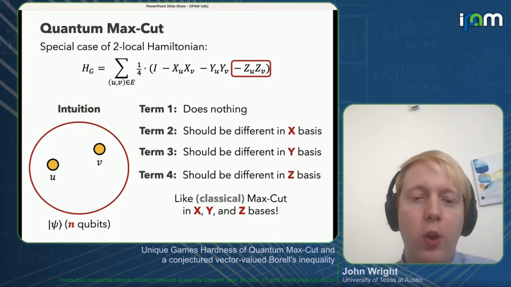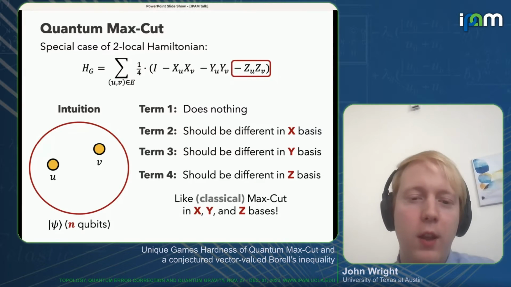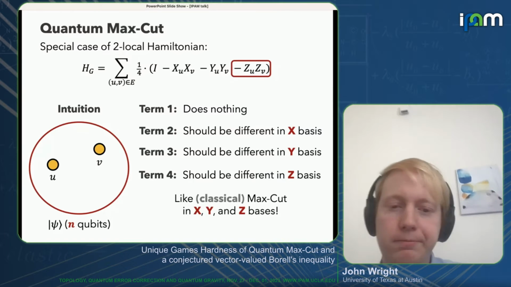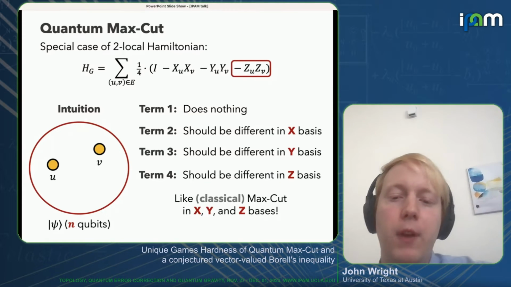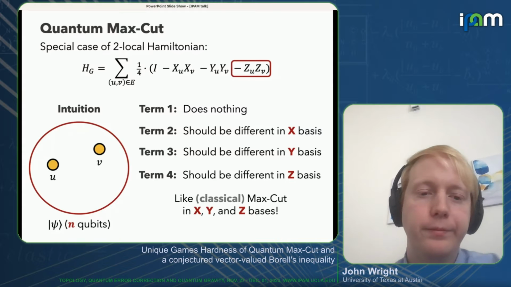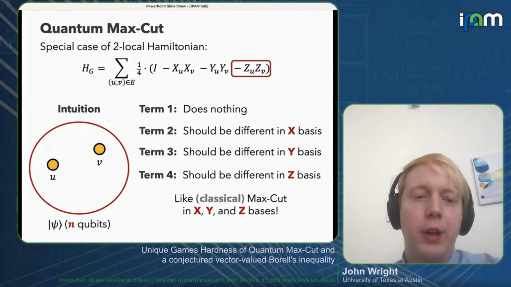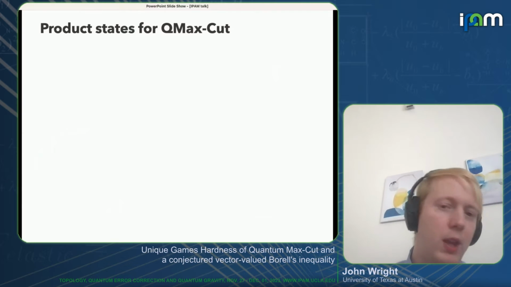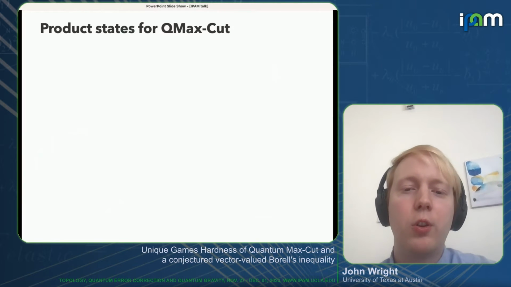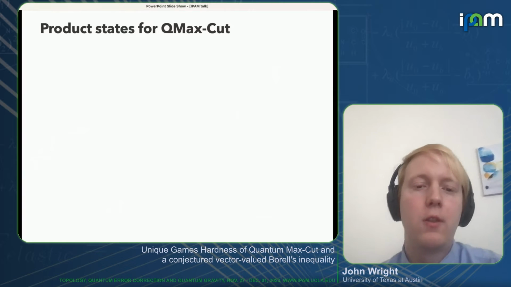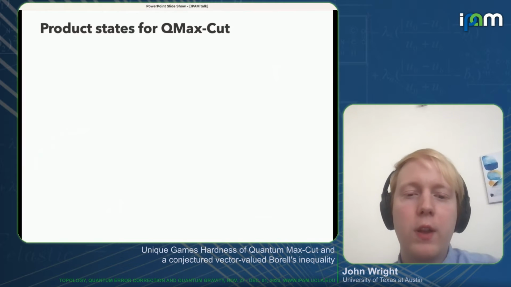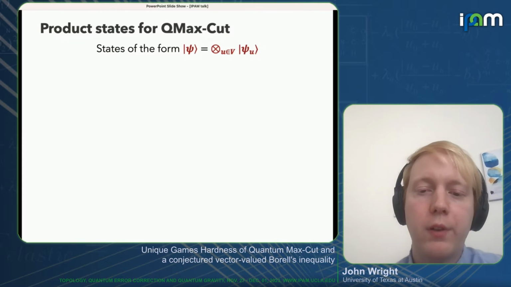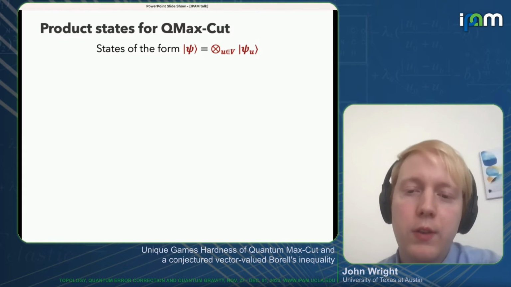Let me also say that this local term, another way of thinking of it, is that it's just the projector onto the singlet state, if you're familiar with the singlet state. So it's a very simple family of Hamiltonians. Now, one special case of states that are really convenient to look at when you're looking at quantum max cut is product states. A product state is of this form: a tensor product over all vertices in the graph of a single qubit state, psi_u.